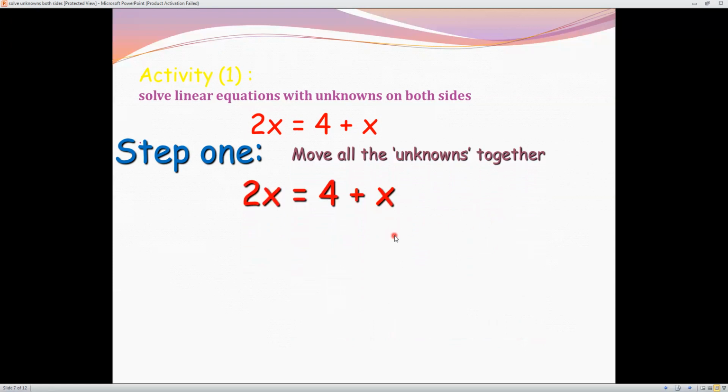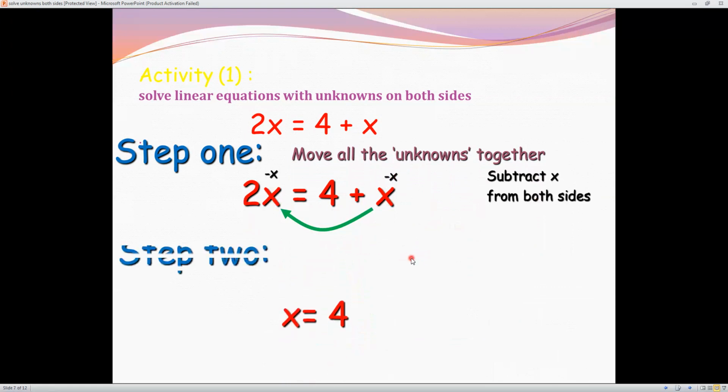Okay, let's see here. This is the equation itself. Okay, let's move the unknowns together. So I'm gonna subtract 1x from here and 1x from here, so it becomes 1x equals 4. So it is done. Okay, 1x equals 4, so it is done. It is simple. Okay, solved.